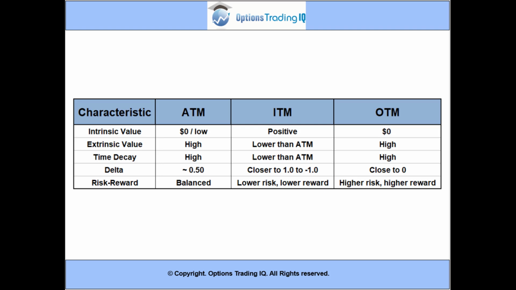Out of the money options have no intrinsic value. They have very high extrinsic value, basically all extrinsic value, high time decay. The delta is closer to 0, and they're high risk, high reward. So particularly if you're buying options, high risk, high reward if you do get the move going in your direction.